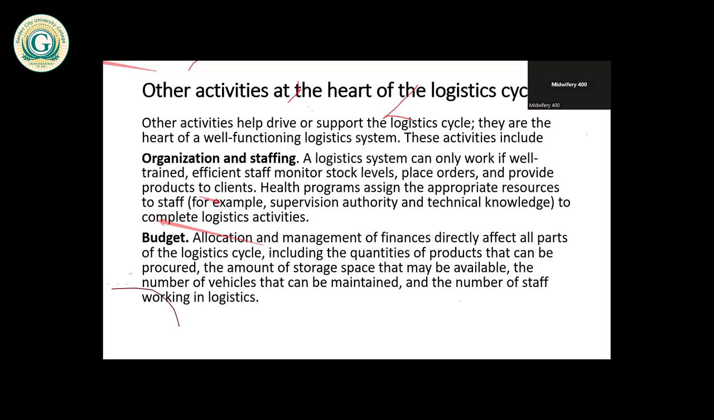Then budget, allocation and management of finances really affect all parts of the logistics cycle, including the quantities of product that can be procured, the amount of storage space that may be available, the number of vehicles that can be maintained, and the number of staff working in logistics. So budget is important. The success of the logistics function also depends on the budget assigned to the department. Because your finances will determine the quantities and even the kind of product you buy.